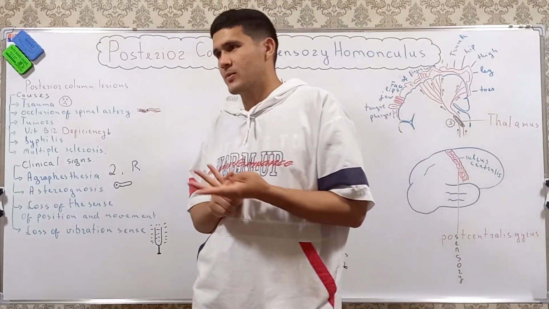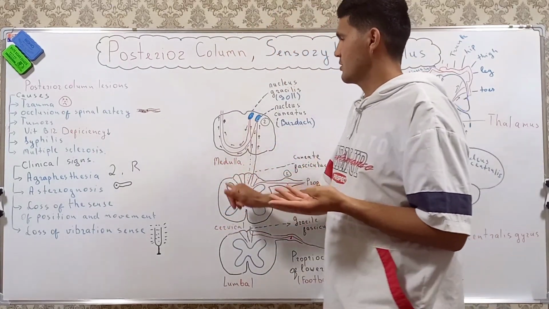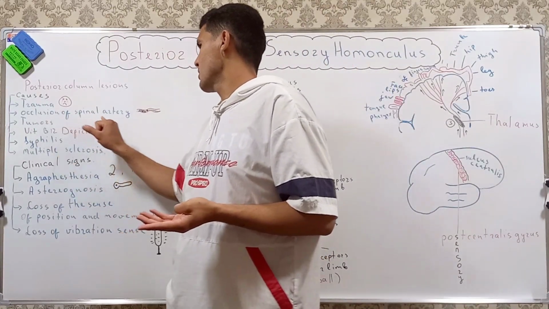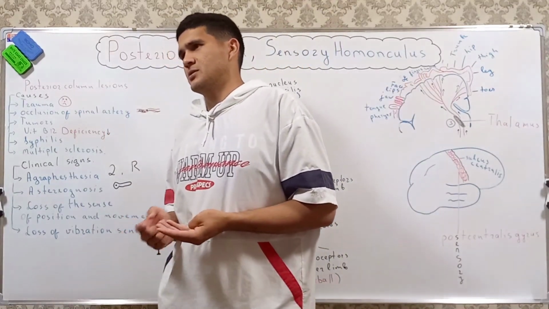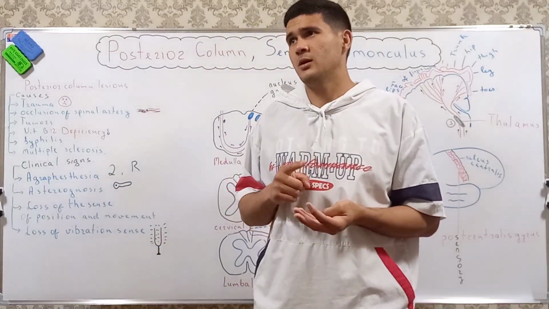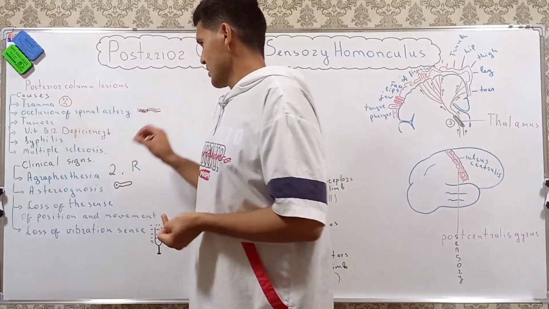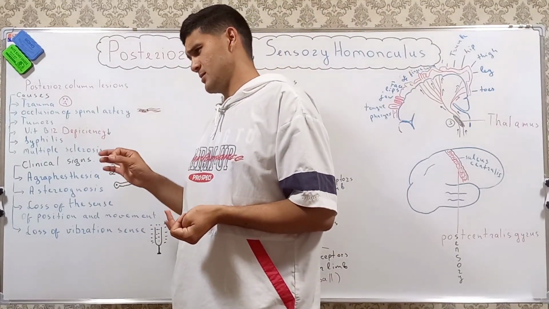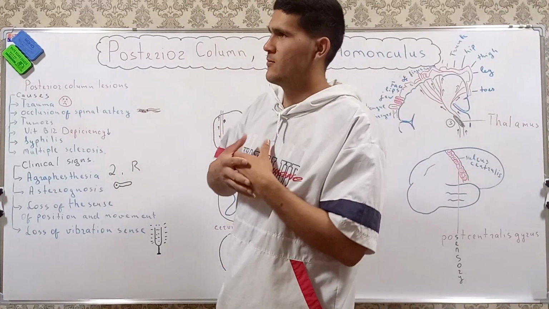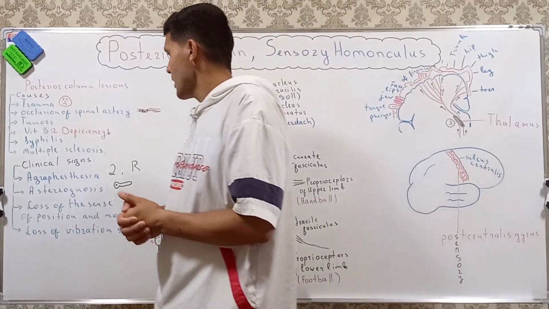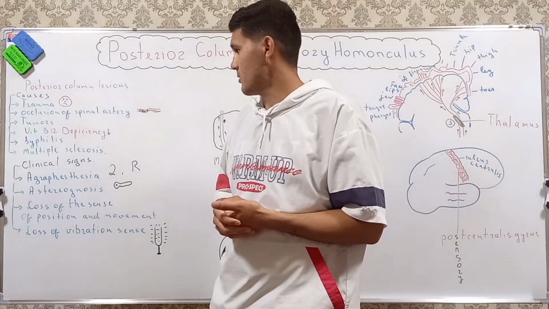First one is trauma. Any kind of trauma can be harmful for the posterior column. Next one is occlusion of the spinal artery. There may be many reasons: atherosclerotic plaques, thrombosis and so on. Because of poor arterial supply, the dorsal columns cannot do their function properly. And the next one is tumors.